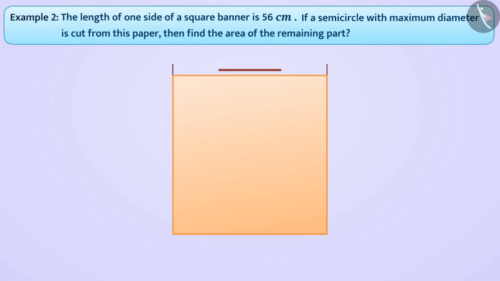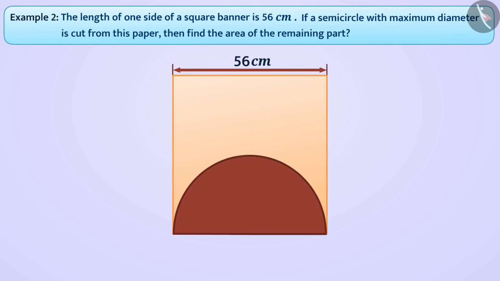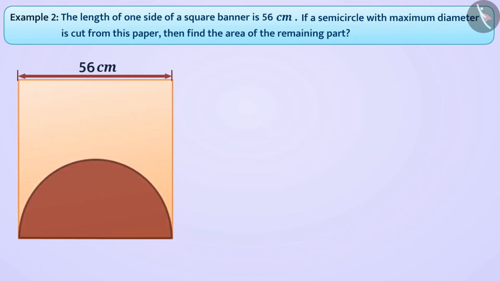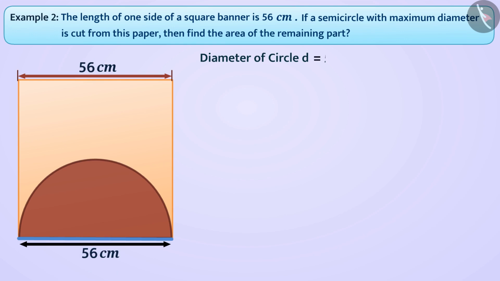Next example. The length of one side of square banner is 56 cm. If a semicircle with maximum diameter is cut from this paper, then find the area of the remaining part. A semicircle with maximum diameter in a square is possible only when the length of diameter of the semicircle and the length of the side of the square are equal. Therefore, here the diameter of circle will be d is equal to 56 cm. In this way, the radius r will be half of the diameter, that is 28 cm.